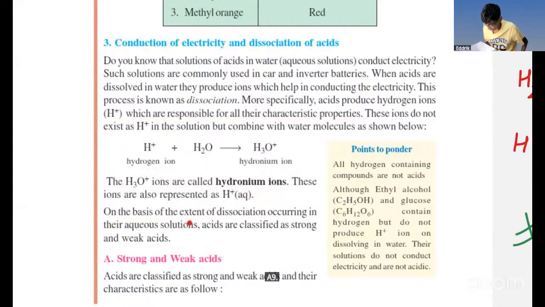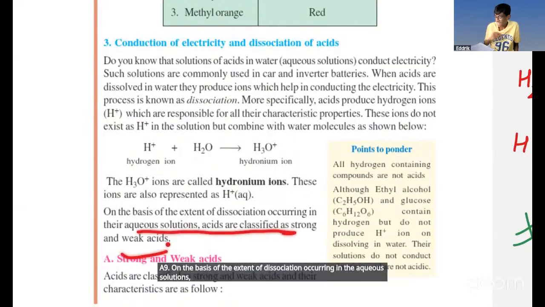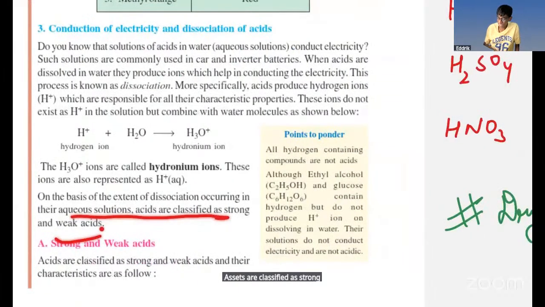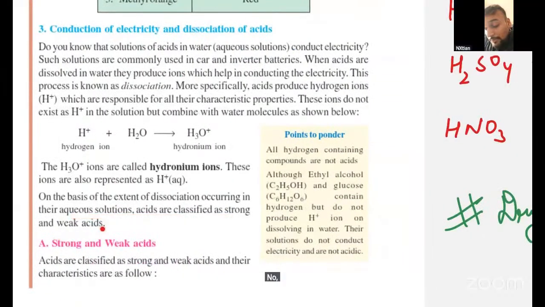These are also represented as H+(aq). On the basis of the extent of dissociation occurring in the aqueous solutions, acids are classified as strong acids and weak acids. Now leave it till here only.